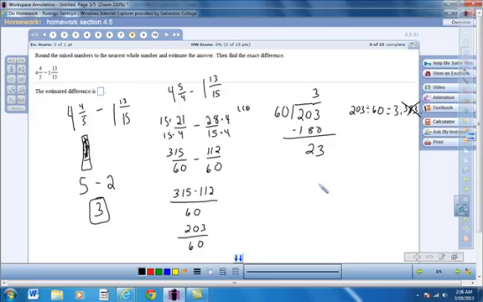So this number is your whole number, remainder is a numerator, and your denominator doesn't change. You try to reduce this, you see it will not reduce. Once again, you can always verify by looking and seeing if these are pretty close, and you see they sure are.